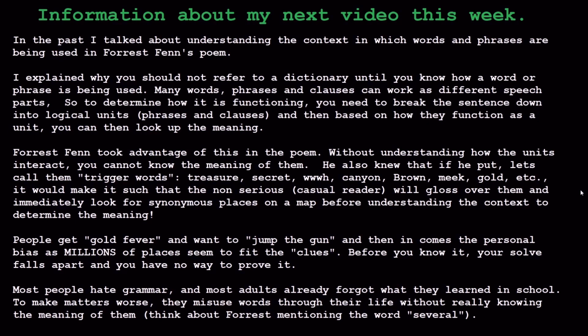Not because you don't know the context. And as I said, a lot of words can play multiple roles. And it's not really confusing if you know the rules. If you don't know the rules and you're just glossing over it, especially when it's a poem that leads to a multi-million-dollar treasure chest, then your mind is going to play games.